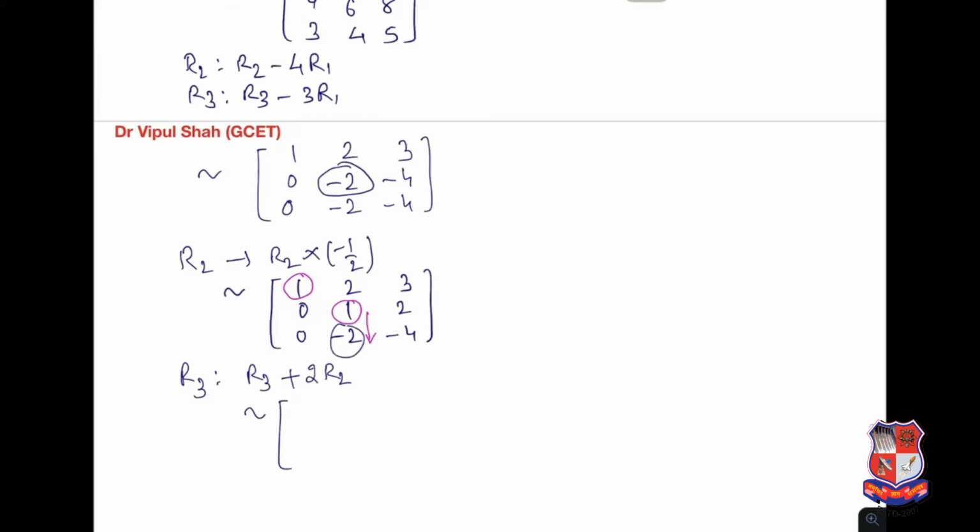Our aim is to make this entry 0. So 1 2 3, 0 1 2. This is 0. So 1 and 2 multiply, 1 2 minus 2, so 0. Then these 2 2s are 4, minus 4 is also 0. And here we can see that this is leading one, this is leading one, row 0.